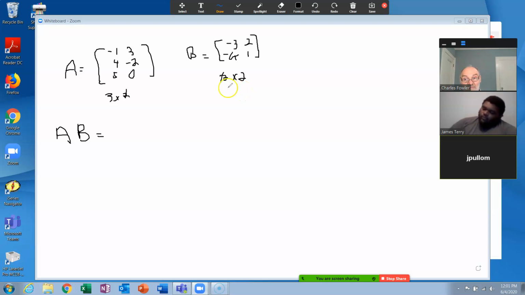It's what's left over. 3 by 2. Okay? So it's going to be a 3 by 2. I don't see the book doing this, but I like to cross these two out. They have to be the same number. If they're not the same number, hang it up. You can't multiply them. But if the inner two are the same numbers, then cross them out, and the size of the product is going to be the first here by the last here, 3 by 2.